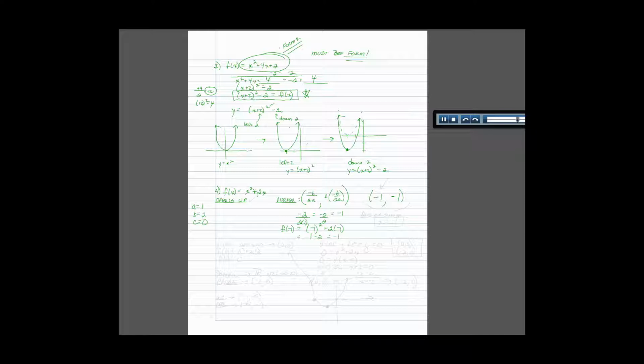All right, let's look at the axis of symmetry. Once you do the vertex, you have the axis of symmetry because it's always just going to be the line x equals whatever you got for that x part of the point. So x equals negative 1 is the axis of symmetry.